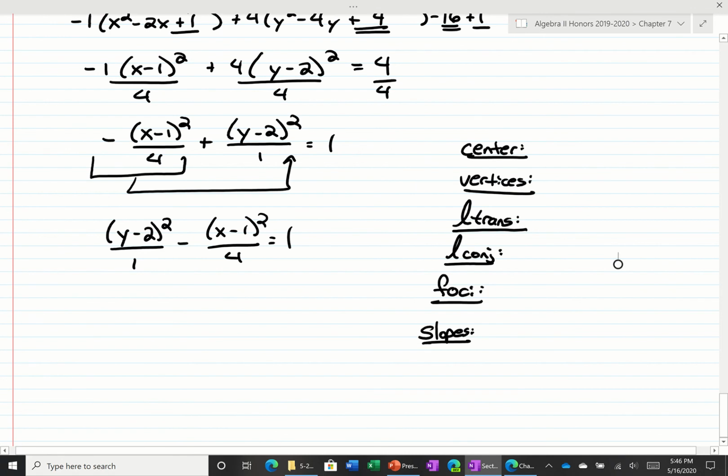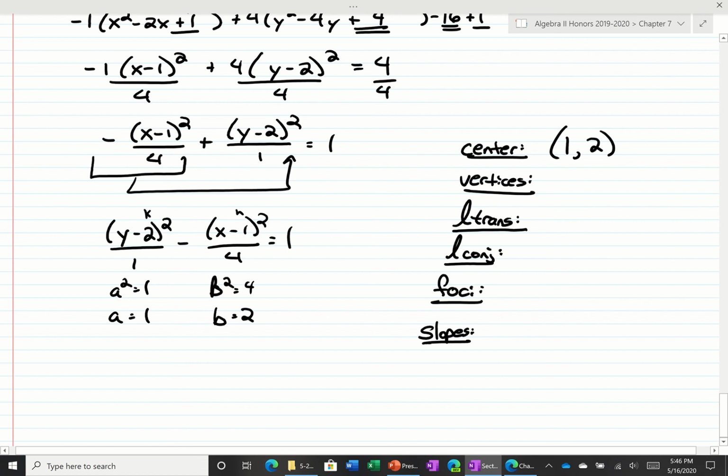All right, so our center, looking at this, it's a little bit mixed up, but remember our h is always with the x and our k is always with the y. So the center would be 1, 2. The a is always first, so if a squared is 1, that means a is 1. Second number is b, so b squared would be 4, b would be 2.